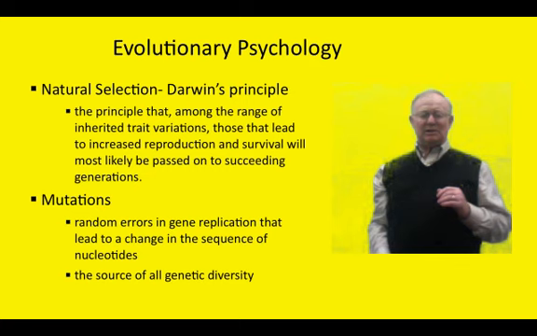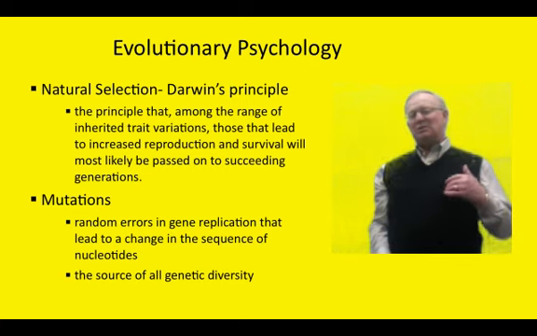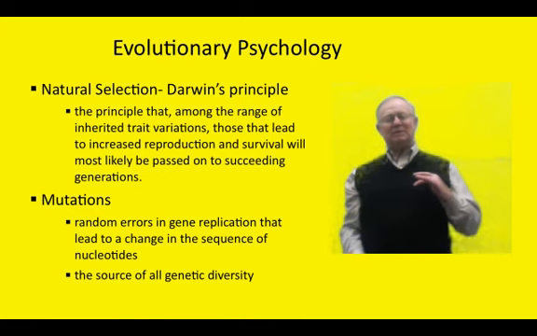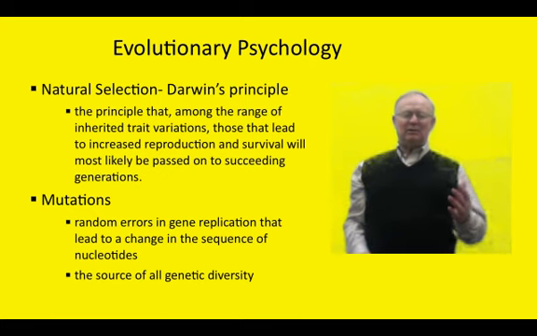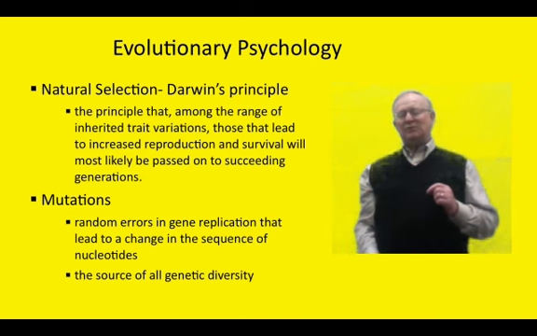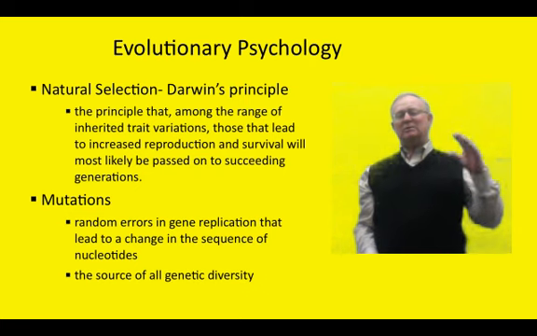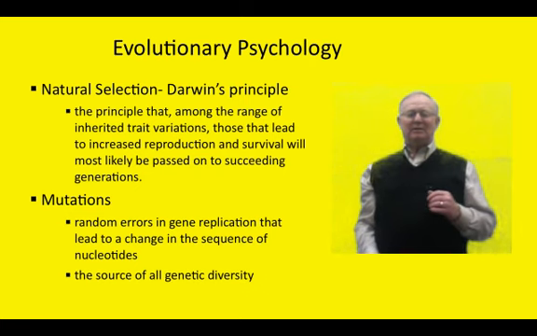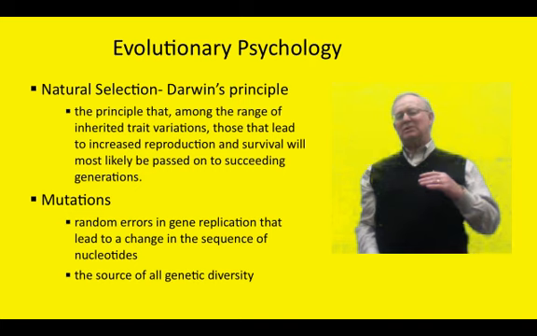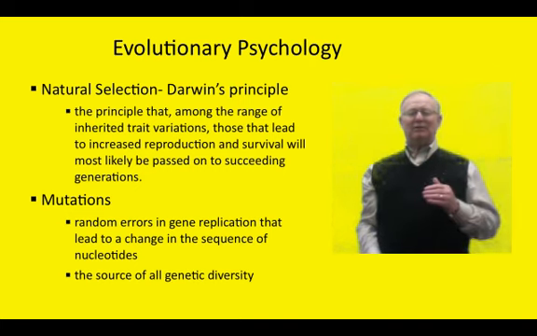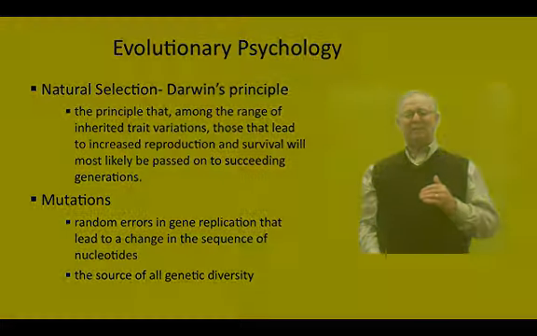Random errors in gene replication lead to a change in the sequence of nucleotides, which in turn leads to changes in body, in behavior, in mind. It's the source of all genetic diversity, and it's the mechanism by which Darwin explained how species became different. And in this case, evolutionary psychologists will be looking for behaviors across cultures in humankind that they see having evolved via mutations and natural selection.